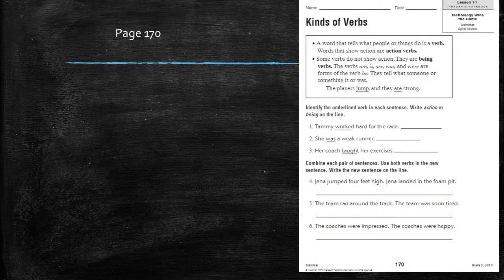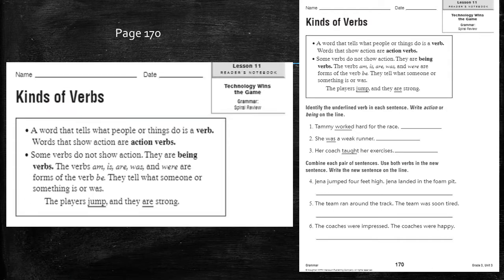Great! So I want you to open up your R&B books to page number 170 and read the first half of this page that talks about kinds of verbs. Now, let's read this together. A verb that tells what people or things do is a verb. Words that show action are action verbs. So, any word that shows an action is called a verb.